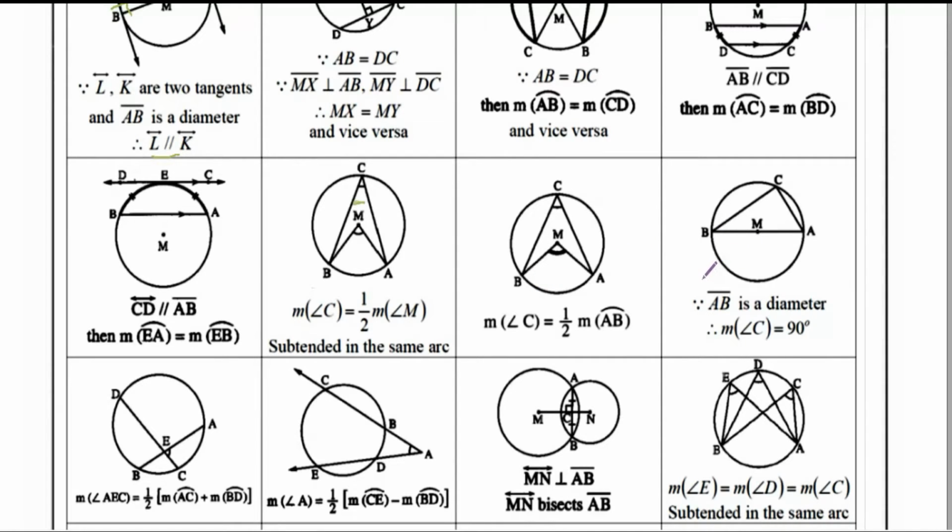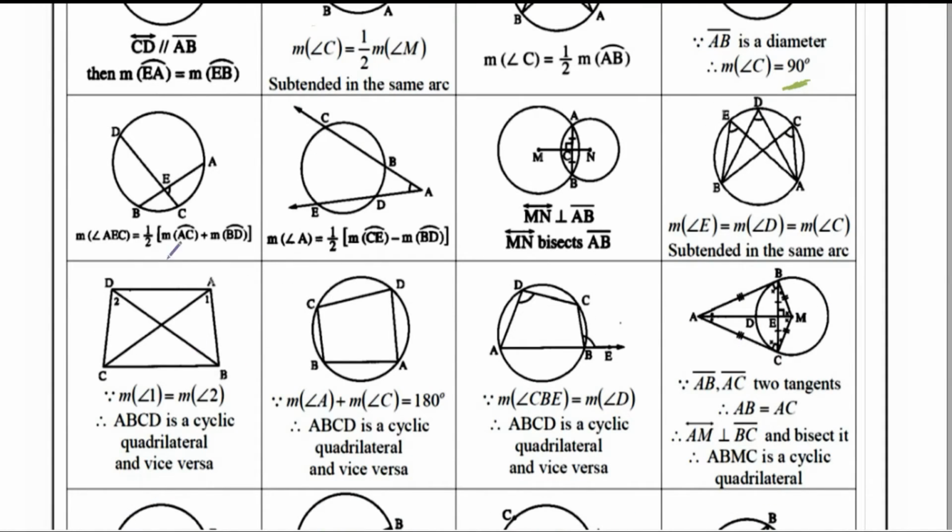Now we have a diameter in the circle M. What is the diameter here? The diameter is AB because it passes through the center, and the inscribed angle ACB is drawn in a semicircle. So the measure of the inscribed angle drawn in a semicircle equals 90 degrees. So if we have a diameter AB, therefore the measure of the angle ACB equals 90 degrees.